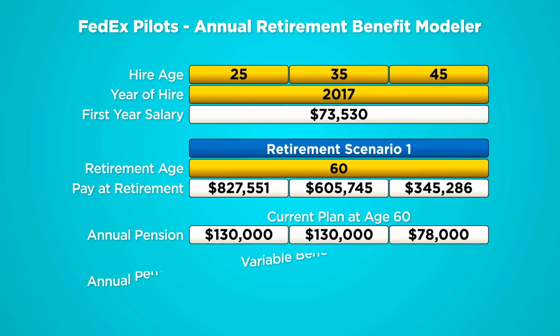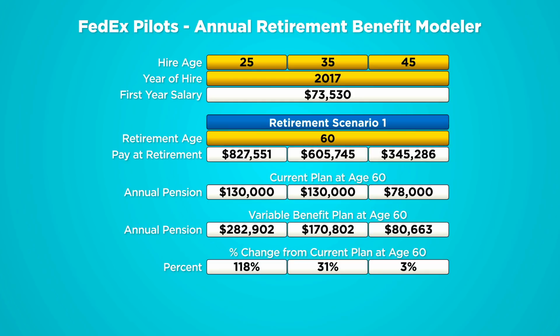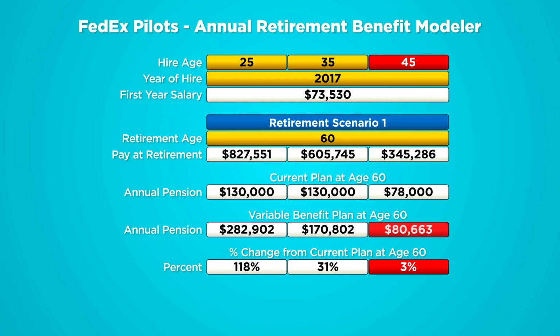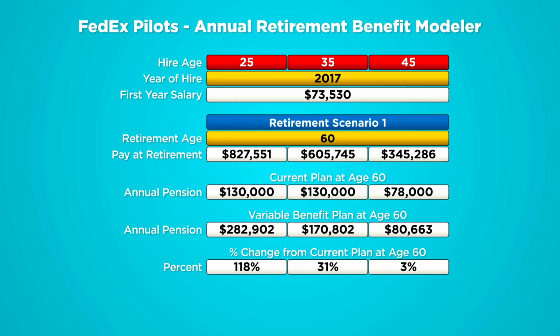If those same pilots were in the variable benefit plan concept as new hires, they would accrue a significantly improved benefit. Even the pilot hired at age 45 sees a 3% improvement and builds a pension of nearly $81,000. What you begin to see is the significant impact from our higher W-2s above the current $260,000 cap in the 25 and 35-year-old pilot. No longer constrained at 25 years of service and average high 5, all 3 pilots earn a benefit each year based on their actual W-2 earnings up to the IRS limits.